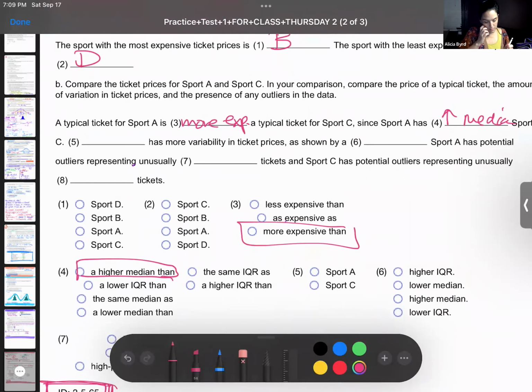Okay, so there's a lot of boxes here. I was getting confused for a second. So number 5 is where we are here. So sport A has more variability, as shown by the higher interquartile range.